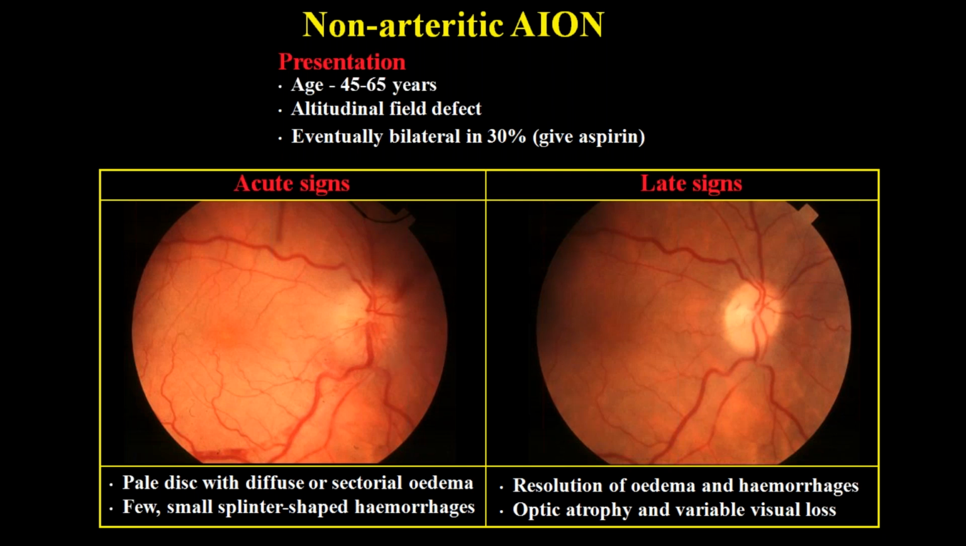But the swelling of the disc has classic features. There is a sectoral swelling of the disc, meaning one particular quadrant of the disc only is swollen. It is not that the complete optic disc is swollen. If you see here, this inferior half only is swollen, but the superior half appears to be normal. Commonly it is seen between the age of 45 to 65 years, and the presentation is altitudinal field defect. Eventually it can also be seen bilaterally.